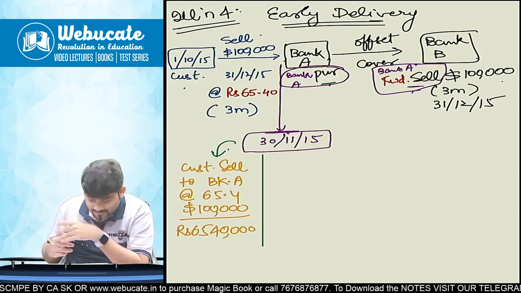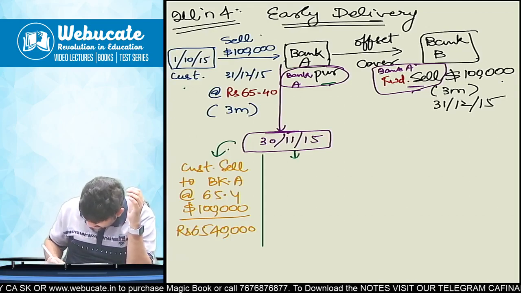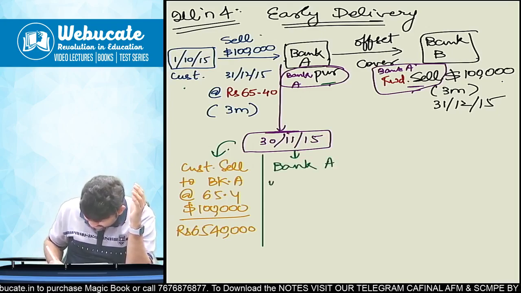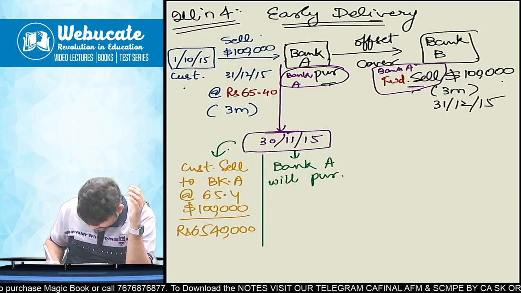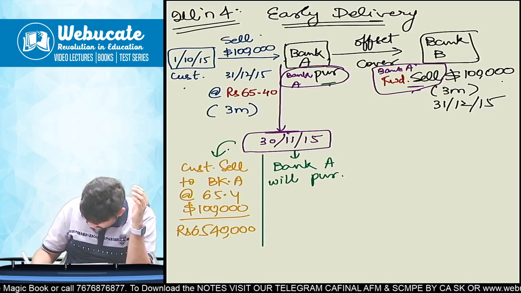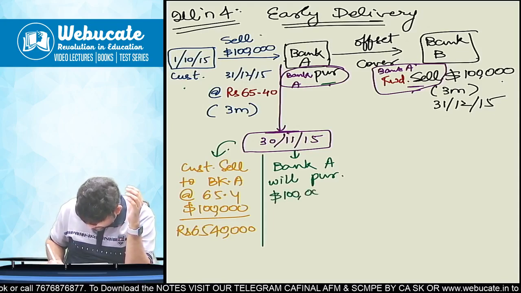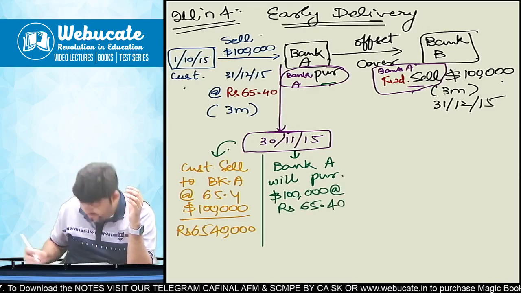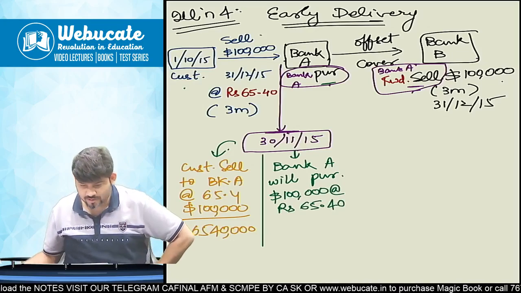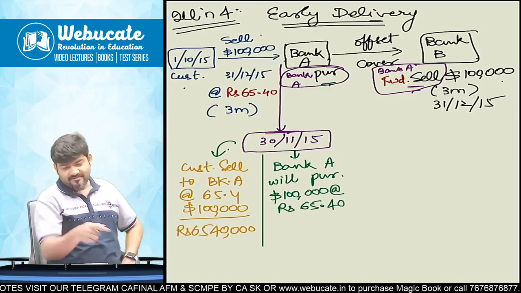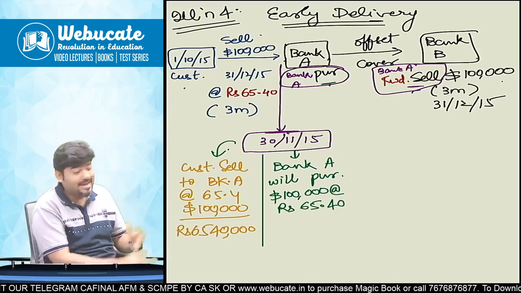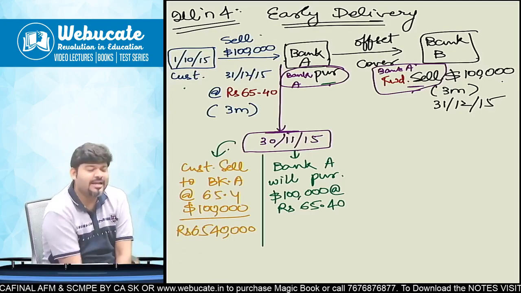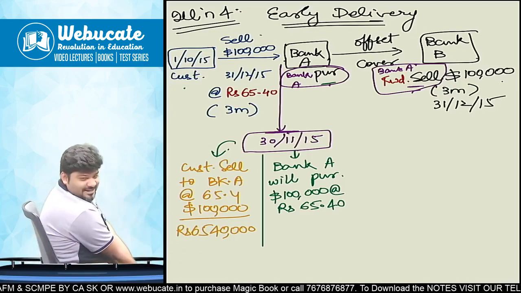So, what will happen now here to the Bank A? Bank A will purchase $1 lakh at ₹65.4. Now what will happen? Very good, Rishi. So now what will happen? Bank A has purchased $1 lakh at the rate 65.4. Now can you guess what is going to happen? Come on, guys. Any guesses what is going to happen?